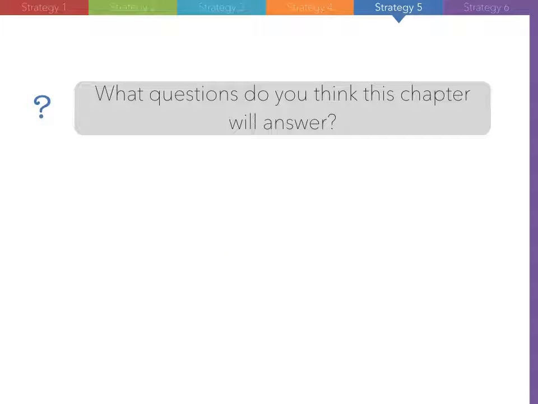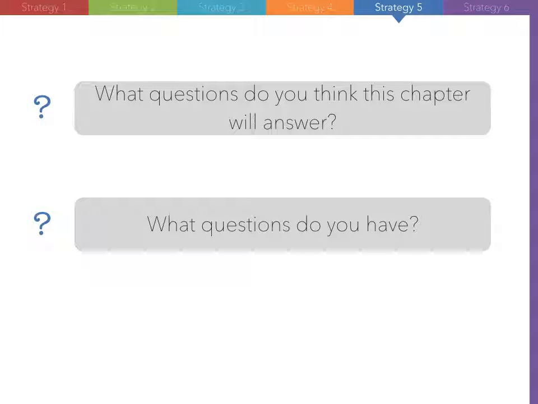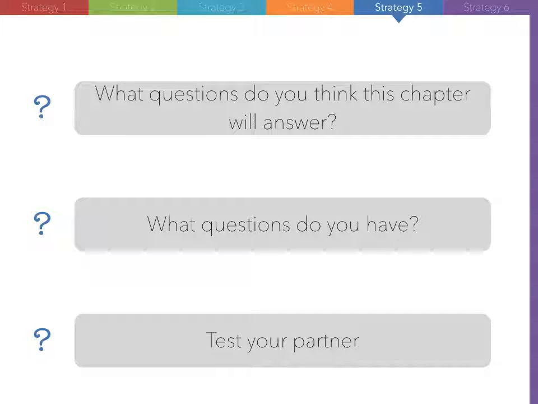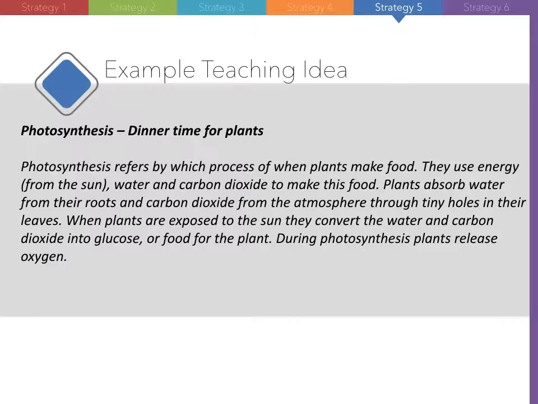Some key questions you can ask in your classroom to prompt learners to develop this reading strategy is to ask them, what questions do they think that this chapter will answer? What questions do they have already? And an activity called Test Your Partner. So let's work through an example teaching idea.